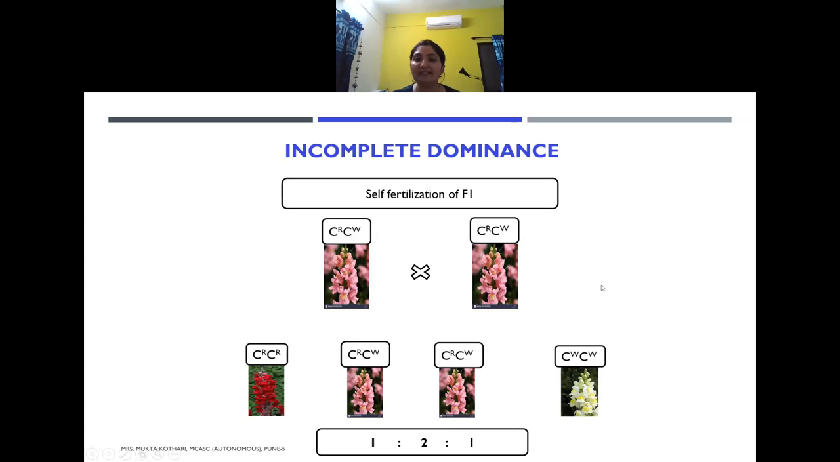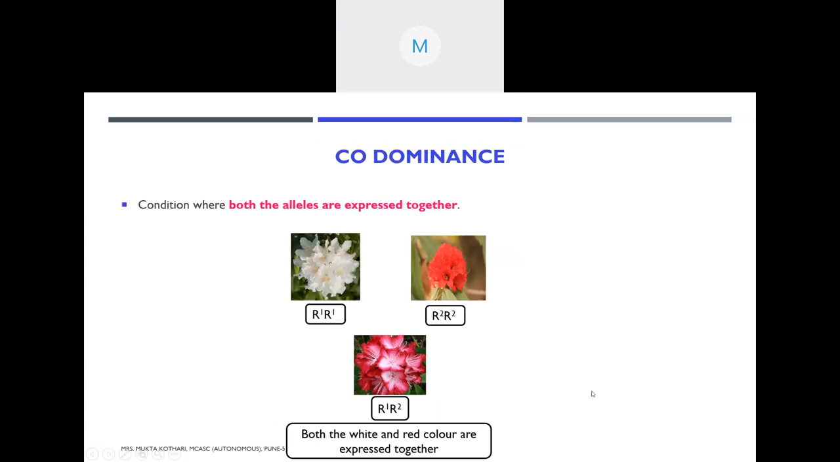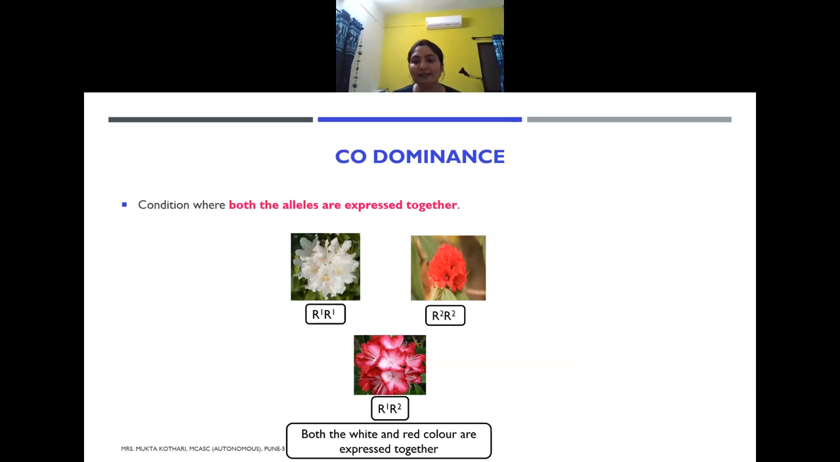Now, moving on to the next phenomenon, that is codominance, the second phenomenon. It is again different from incomplete dominance. Here, the dominant and the recessive alleles, in the heterozygous form, are expressed together. They will not show an intermediate, but both of them will be expressed together. Here I have given an example of rhododendron flowers. If the white color flower species is crossed with the red color flower species, in the F1 you will get a flower color which is a combination of both. Both red and white are expressed together.